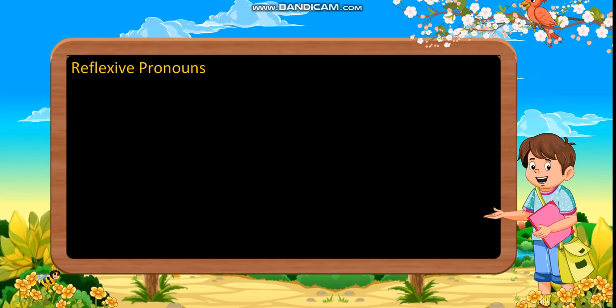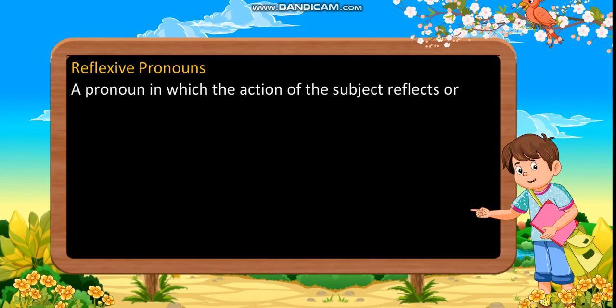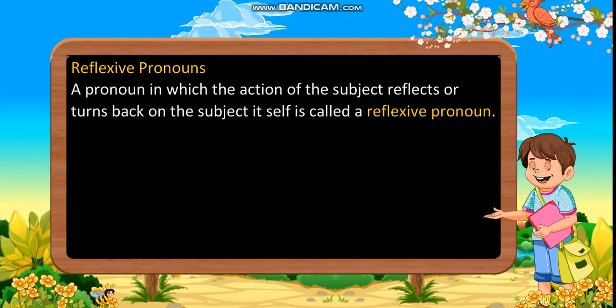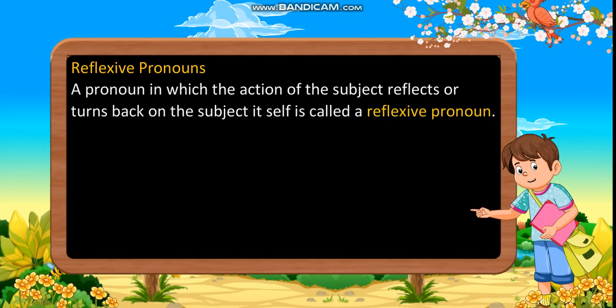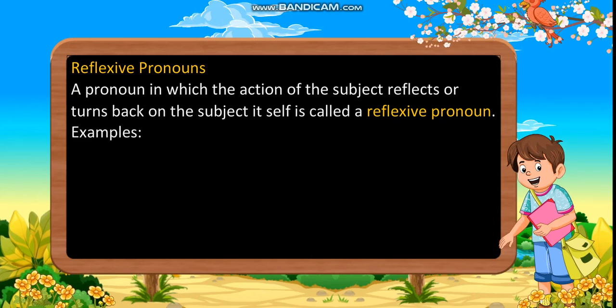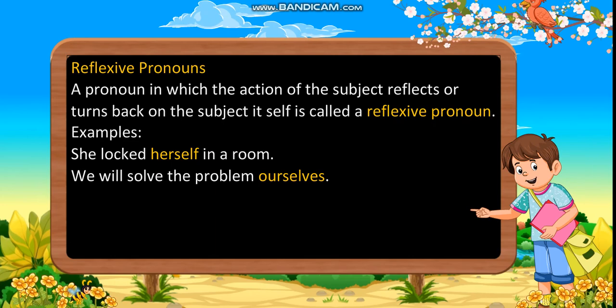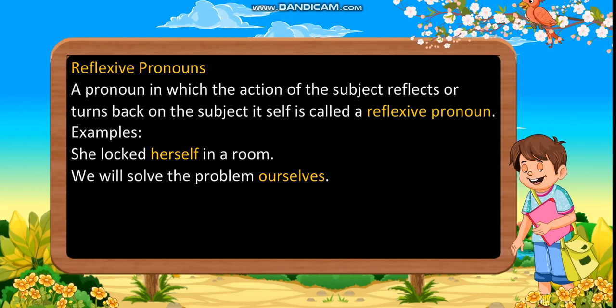Reflexive pronouns. A pronoun in which the action of the subject reflects or turns back on the subject itself is called a reflexive pronoun. Examples: She locked herself in a room. We will solve the problem ourselves.